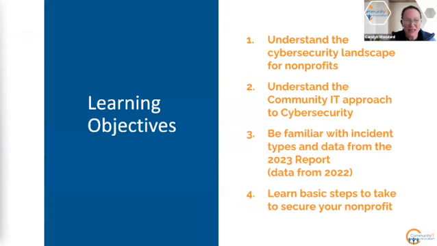Our learning objectives for today are for you to understand the cybersecurity landscape for nonprofits, to understand the Community IT approach to cybersecurity, to be familiar with the incident types and data from our 2023 report, which is data from 2022, and to learn basic steps to take to secure your nonprofit.